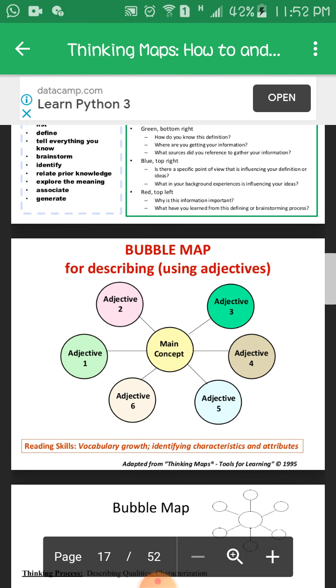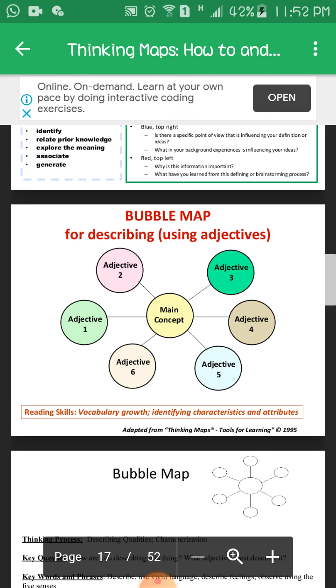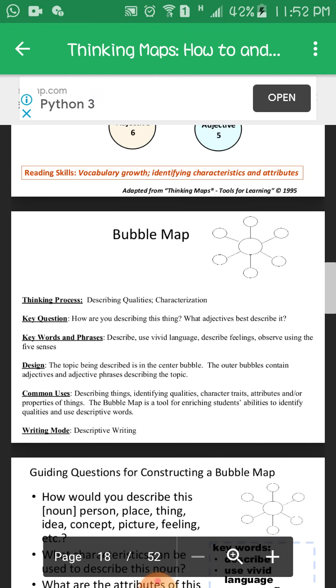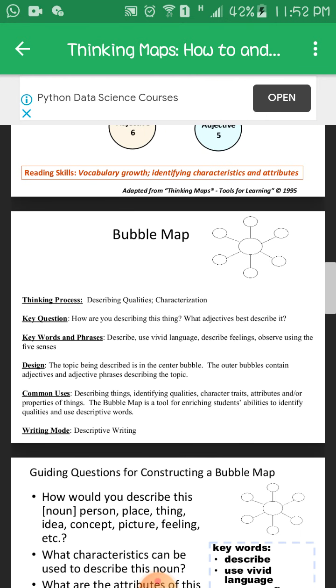Bubble map for describing using adjective. Main concept. Adjective 1, 2, 3, 4, 5, 6 in different circles. Reading skills for vocabulary growth, identifying characteristics and attributes. Bubble map, another example. Thinking process will be describing qualities, characterization.